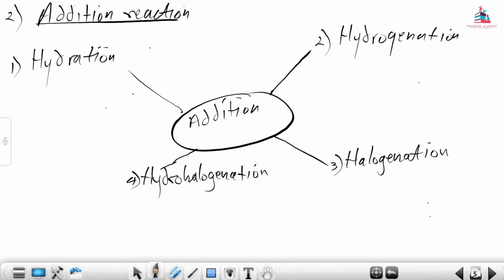Hydrohalogenation. So all these are addition reactions, all of them. So these are types of addition reactions. So it is important that if you are able to pick it up, it's an addition reaction. But how do we make it easy for us to pick up that we are working with addition reactions?